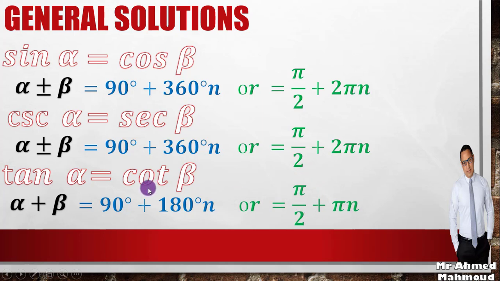Okay, note something here. I must start the equation with sine to the left and cosine to the right, or cosec to the left and sec to the right, or tan to the left, cotan to the right. Okay, so if he gives me cosine to the left and sine to the right, I have to change the function. Okay, this is the general solution I'm going to use. Okay, let's solve the next question.